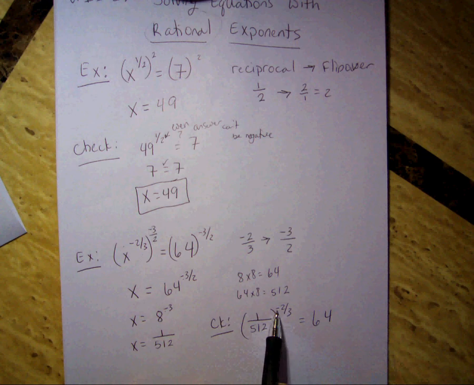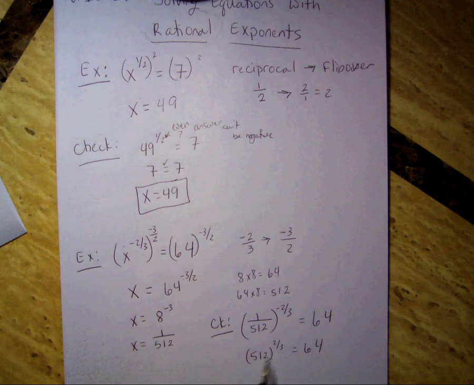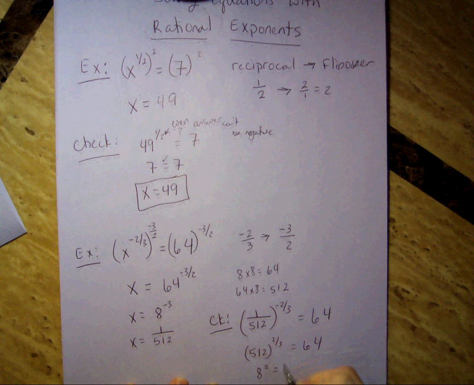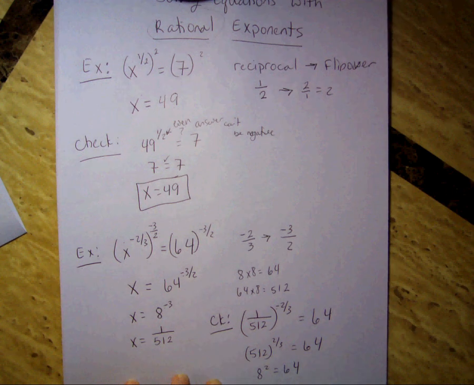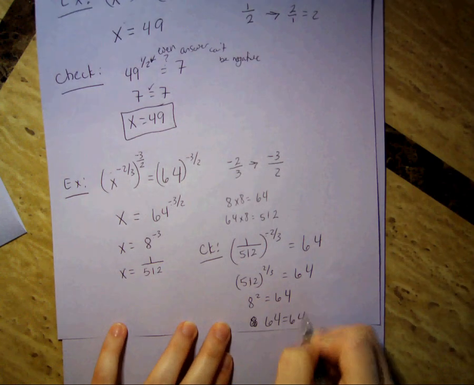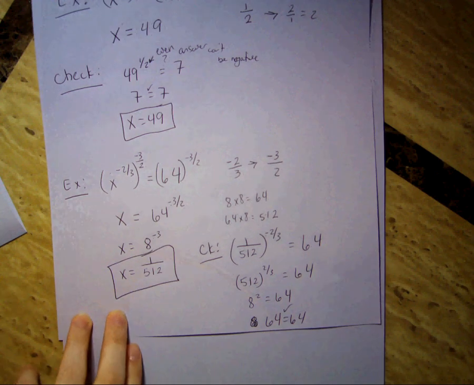The negative tells me to flip it back over, so 512 raised to the 2/3 equals 64. Again, I don't know what 512 squared is, but I should know what the cubed root of 512 is because we just figured out what 8 cubed was. So the cubed root is 8, so I get 8 squared equals 64, and that is actually true. 8 squared actually is 64, right? So 64 equals 64. That is legit, so I know that this is a real solution.